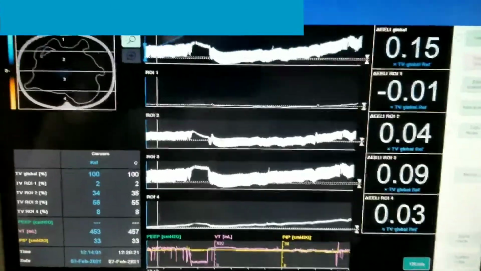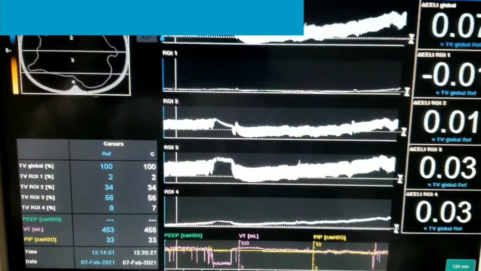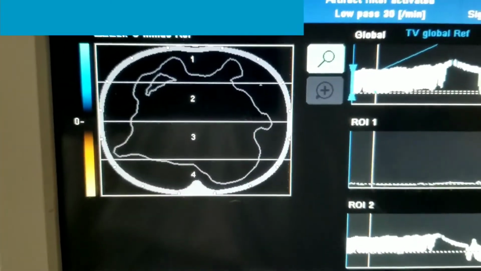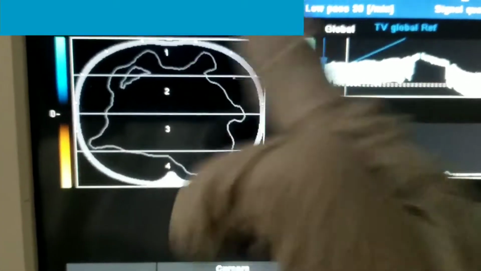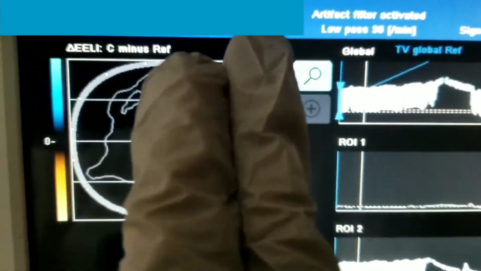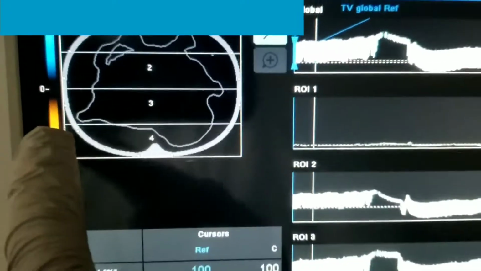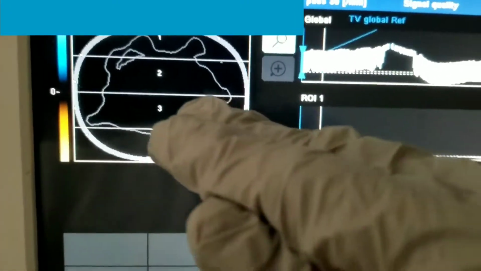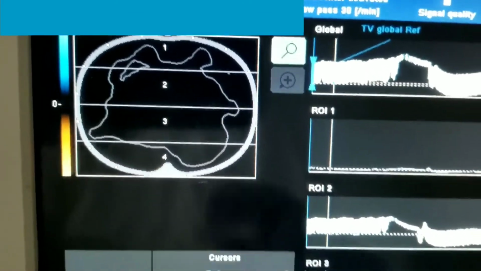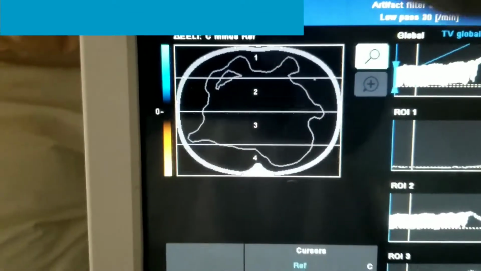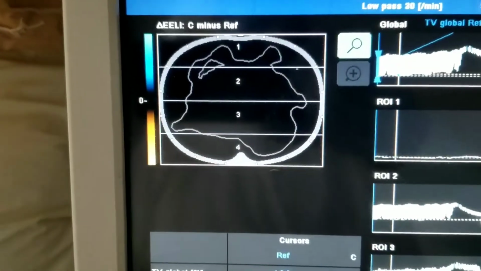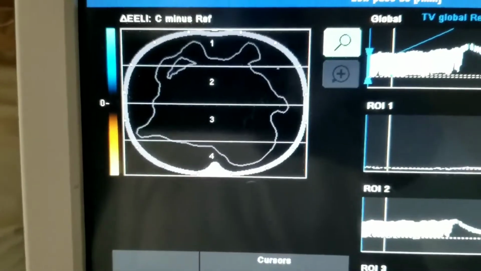Okay, so let's go, guys. Let's look first at the regional distribution. Don't forget that wherever the blue is appearing, it's saying that compared to the reference, there's more volume being distributed to that region. If we see orange, then we're saying that compared to the reference, there's less volume. Now, don't forget, even if blue means gain, it doesn't necessarily mean that blue is always good and orange is always bad.